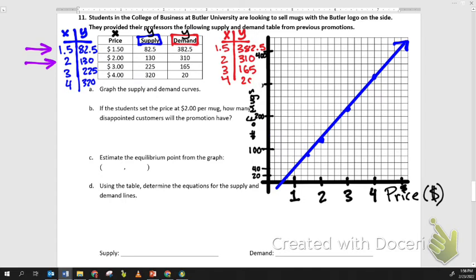Let me see if I can fix that. Sorry about that. That's a 300. So I have my supply curve graphed. And I want to do exactly the same thing for my demand curve. So when mugs are $1.50, that'll be at this tick mark halfway between 1 and 2.